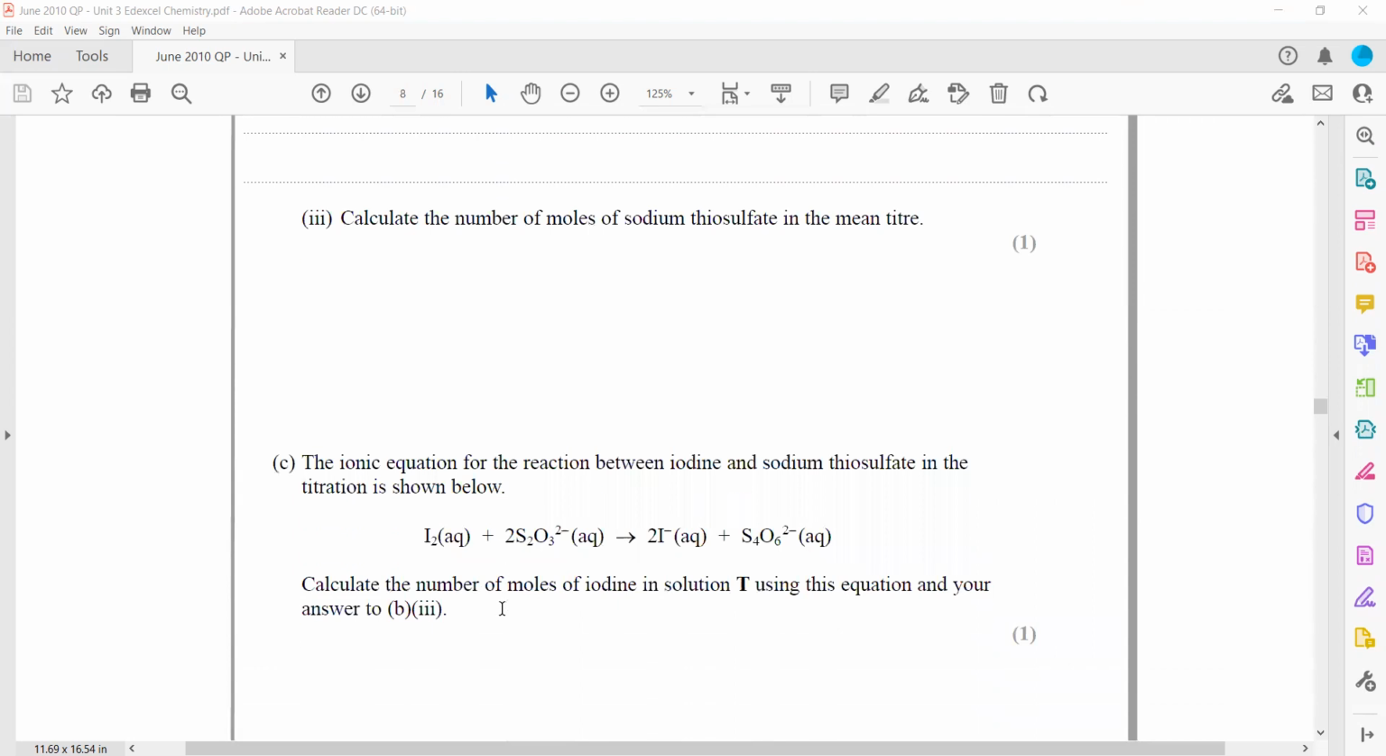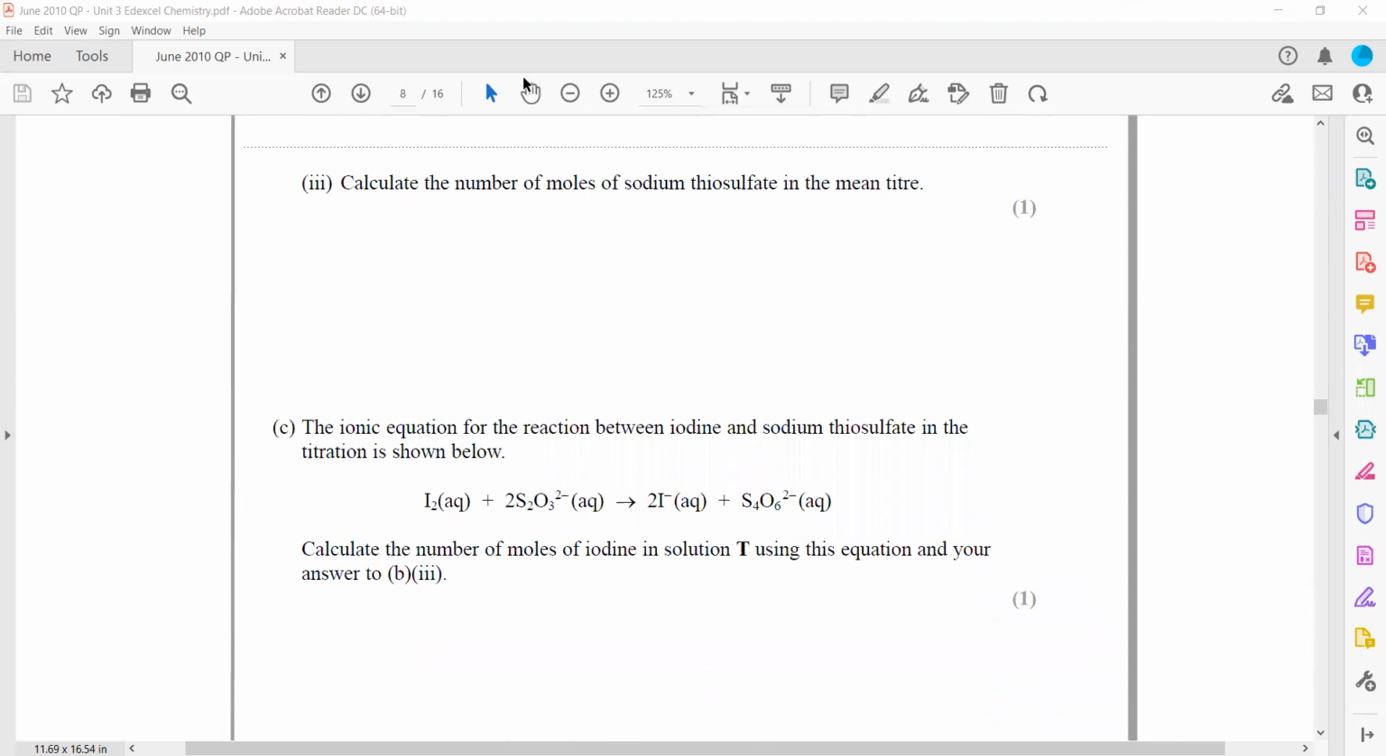Then calculate the number of moles of sodium thiosulfate. So we have the volume and concentration, so we can find the moles of sodium thiosulfate, which is moles equals concentration times volume. The mean titer is 13.73 and the concentration was 0.02. So 13.73, but that is in cm cube, so we divide by 1000 to convert into dm cube, and then multiply by 0.02. It will be 2.74 into 10 power minus 4. That's the moles.